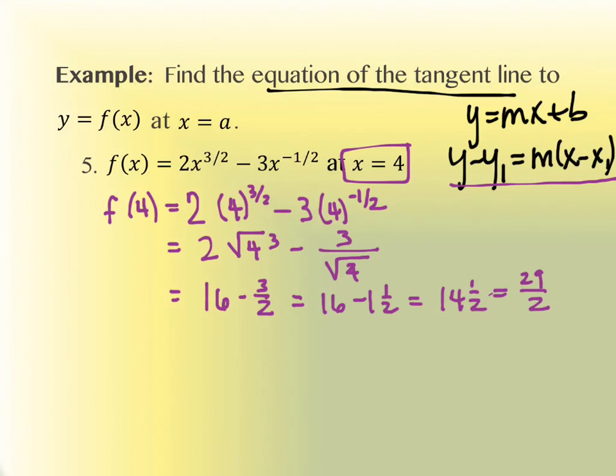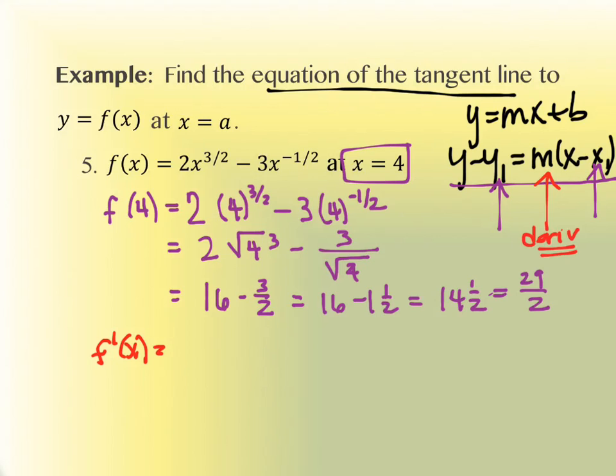Excellent. So now I have found y1. I was given x1. What else do we need to find? The slope. How do we find the slope of a tangent line? That's the derivative. So this m is found by finding the derivative. And we now have a nicer way to find derivatives than we had when we did this the last time. So what is the derivative of this equation?